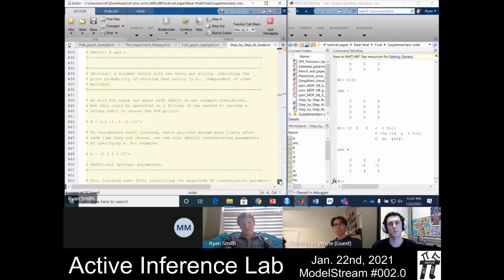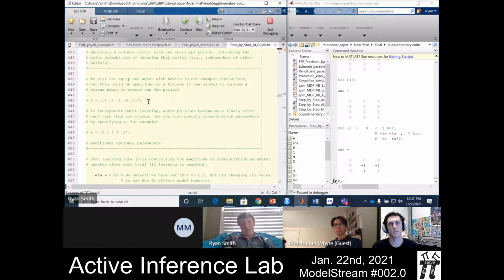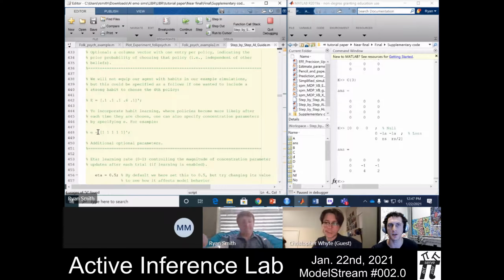So then if we want to, and I'm not going to do this here, you could specify E, which is the kind of like habits. Essentially it's just a prior over policies that biases you toward choosing one thing versus another. And just one point there, also, Ryan, is in the previous active inference streams, we talked about that as the field of affordances for those who are connecting it to the ecological psychology or to the enactivism.